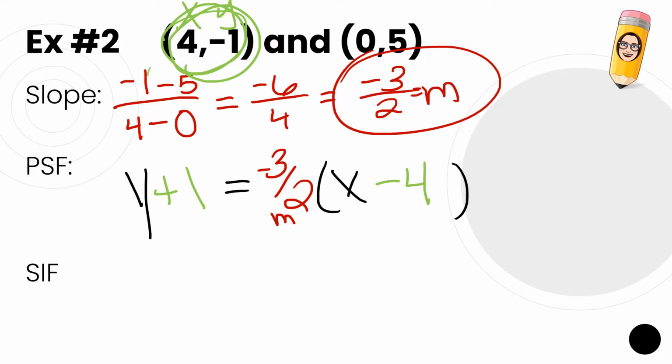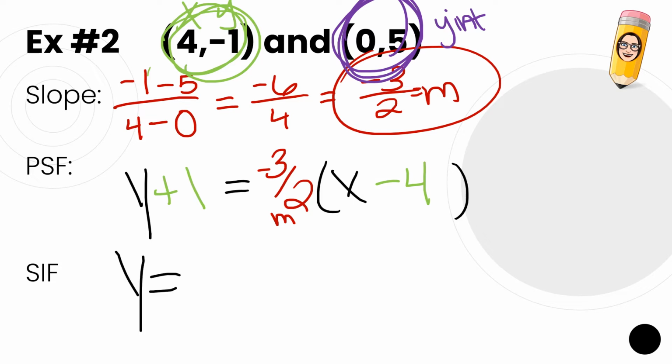Now, to write in slope-intercept form, you guys, I could distribute. Ugh. Do you want to distribute that fraction? I mean, sometimes you'll have to, but you guys, look at this point up here. I'm going to use a different color. Look at this purple point. That is a y-intercept. Let's save some time.